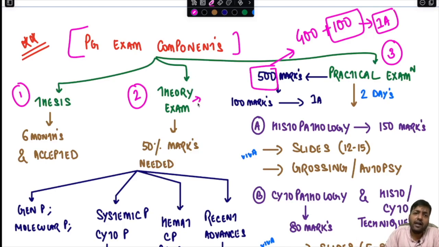For the theory exam, there are 4 papers and each paper is of 100 marks. So it is 100 into 4, that is 400 marks. Okay. So 500 plus 400 is approximately 900 marks. This is what I understand.